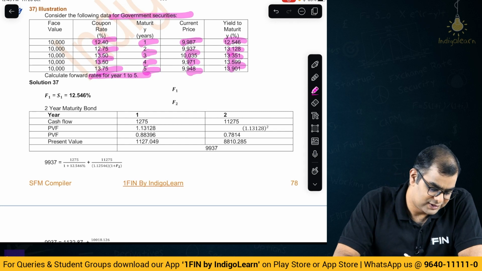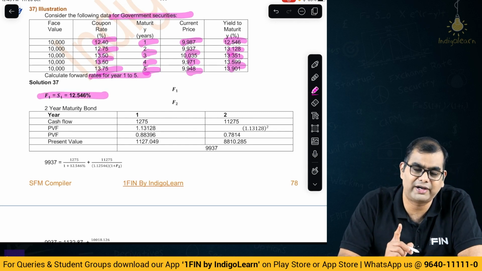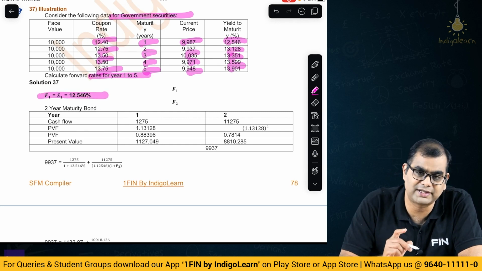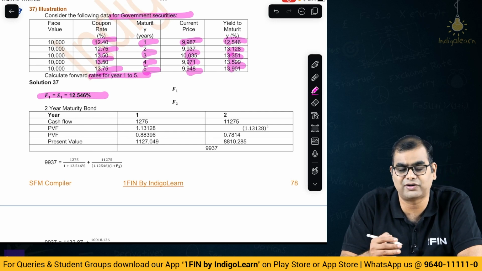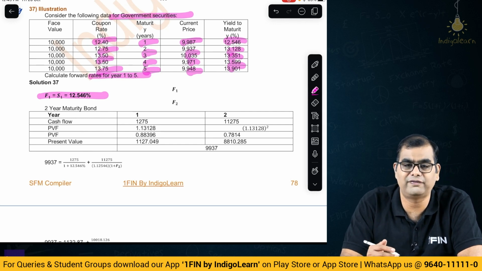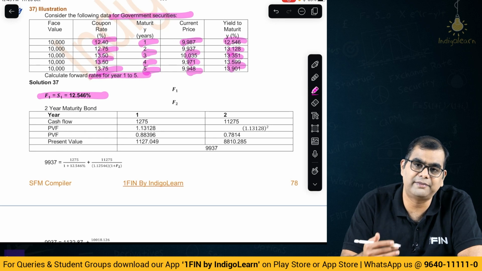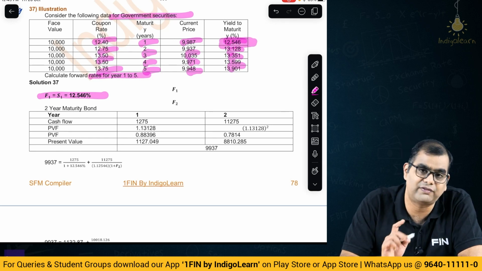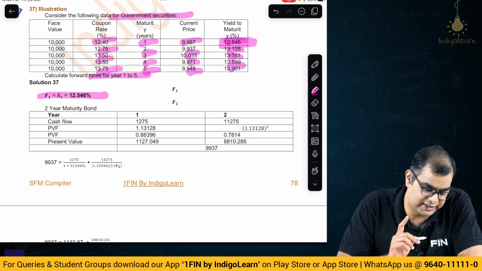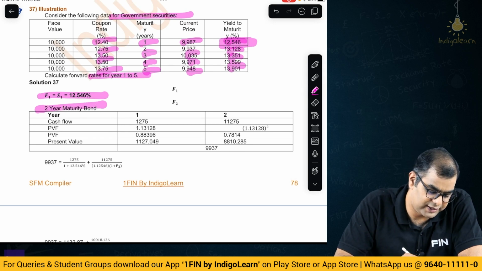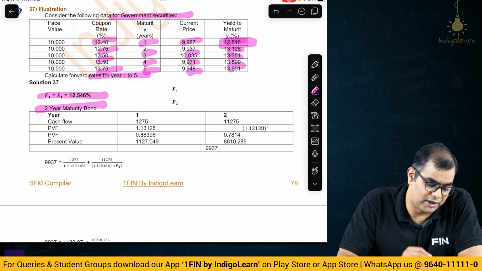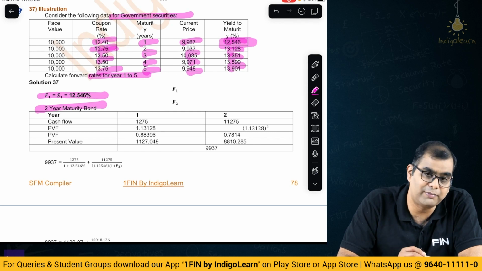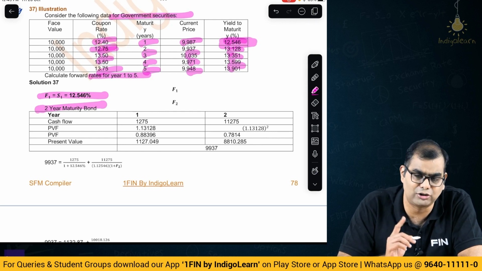Fantastic question. For the first year, the forward rate and spot rate are the same. A spot rate is a rate for a loan of a specific tenure, and the same rate is applicable for all the years. Here the yield to maturity is 12.56 for a 1 year loan, so the same rate is the forward rate as well as the spot rate. Now, for the 2 year maturity, there is a coupon; the 2 year bond is 12.75. Assume they are annual coupons.